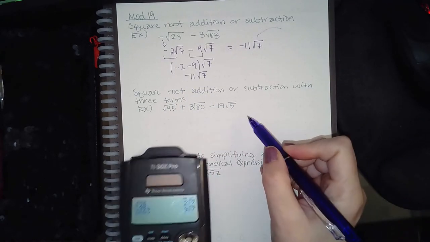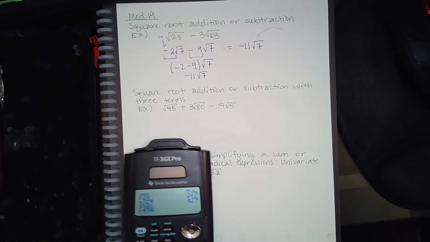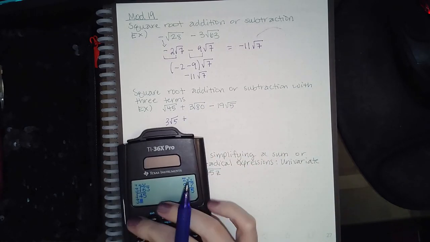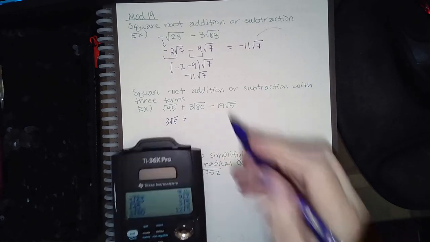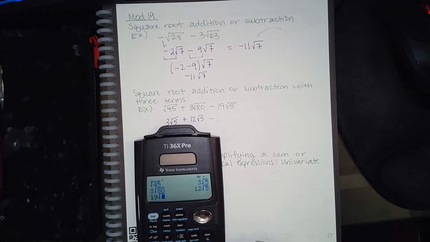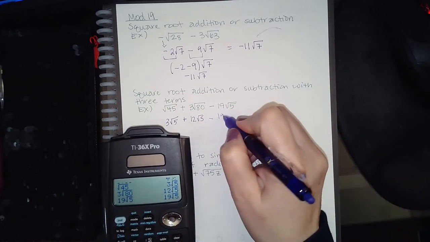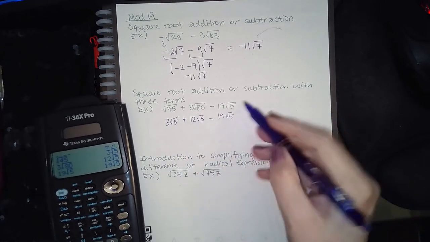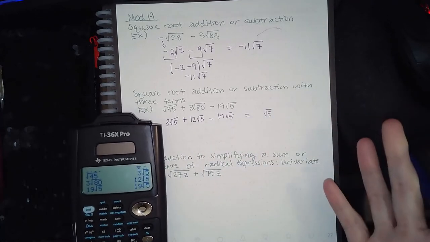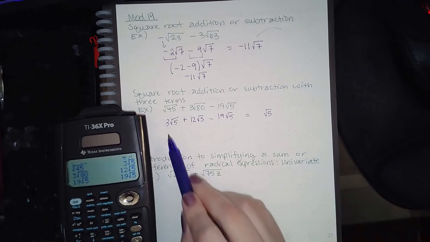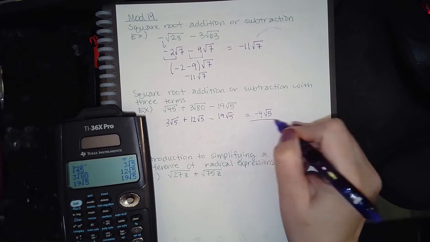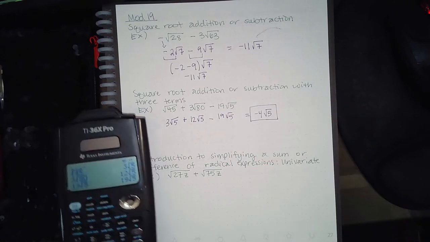Now I'm going to do the same strategy with this. So square root of 45, I get 3 square root of 5; plus 3 square root of 80, I get 12 square root of 5; minus 19 square root of 5 is just going to stay 19 square root of 5. So they all have a square root of 5, so I am going to combine those like terms, leaving me with a certain number of square root of 5s. So 3 plus 12 is 15, minus 19 is negative 4. And so this becomes my final answer.